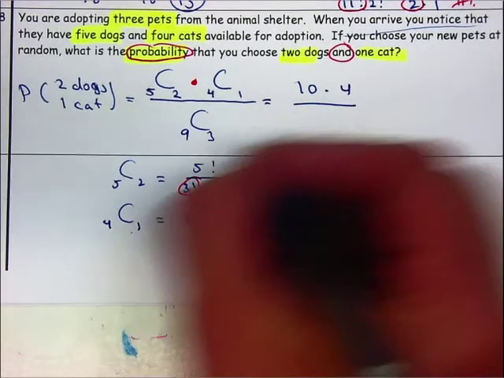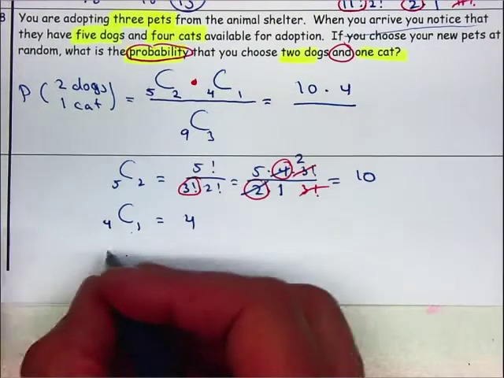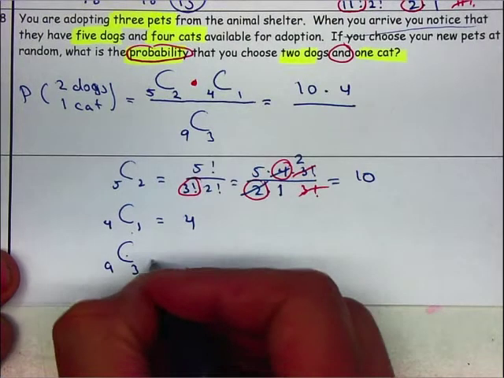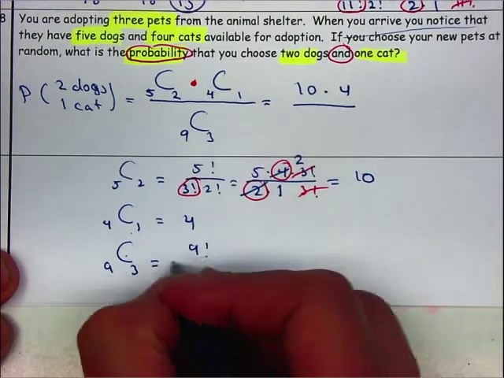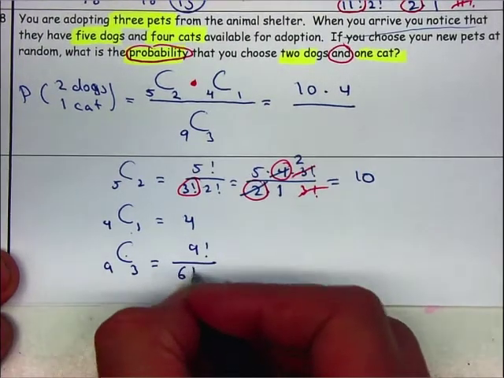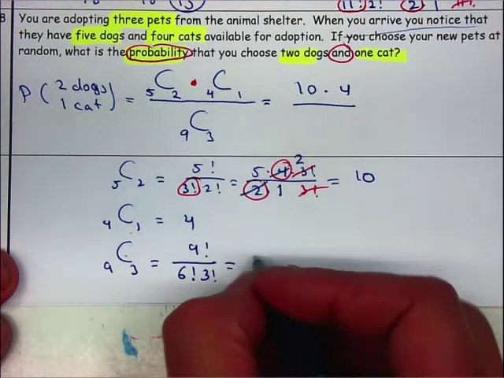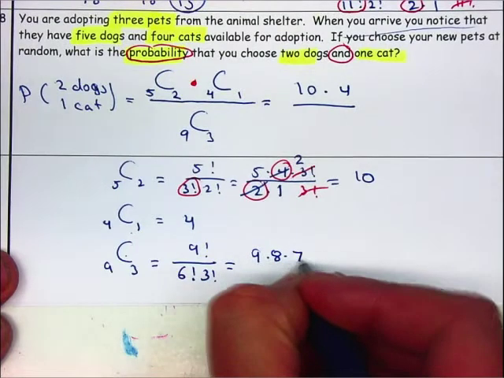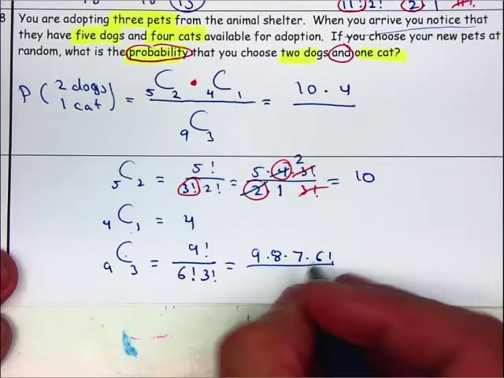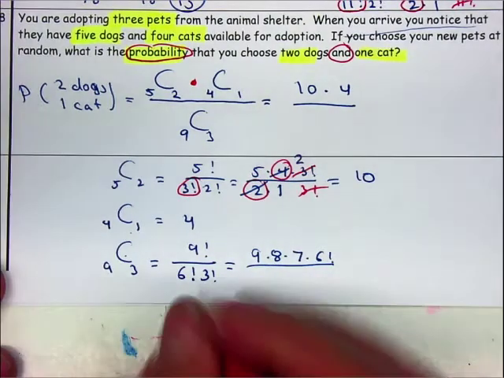over 9 choose 3. So it'll be 9 factorial over 9 minus 3 will give me 6 factorial and 3 factorial. And I'm going to expand it. 9 times 8 times 7 times 6 factorial over, I'm going to cancel it with my 6 factorial.